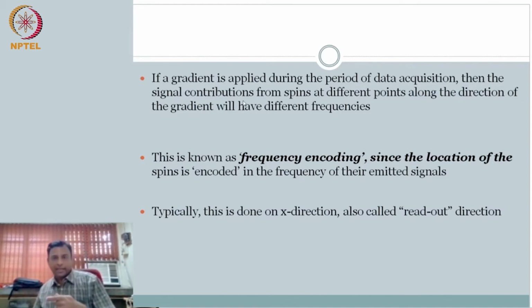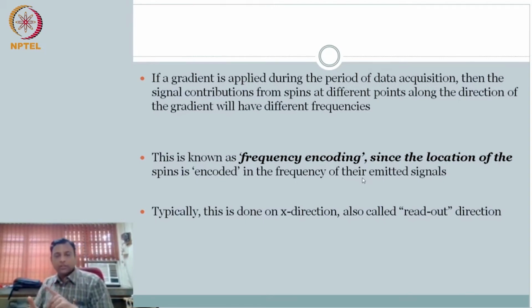We can exploit the same thing in whichever direction we want, right? If you apply a gradient along an axis, the frequencies are different. So if you record the net signal, which is a combination of each of these signals, then you know where it came from. This is known as frequency encoding, since the location of the spins is encoded in the frequency of their emitted signal.